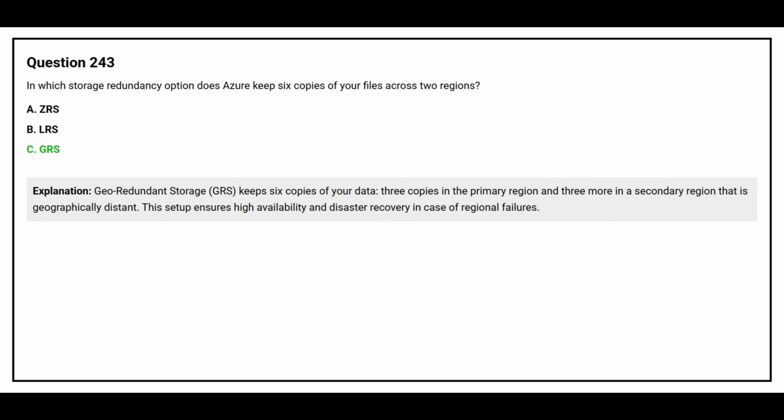Geo-redundant storage, GRS, keeps 6 copies of your data, 3 copies in the primary region and 3 more in a secondary region that is geographically distant. This setup ensures high availability and disaster recovery in case of regional failures.